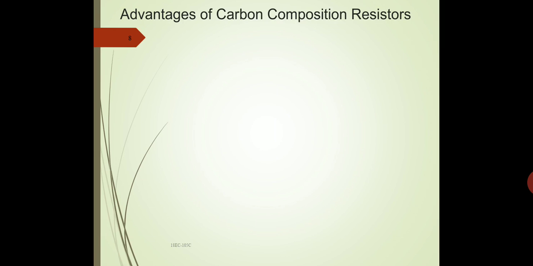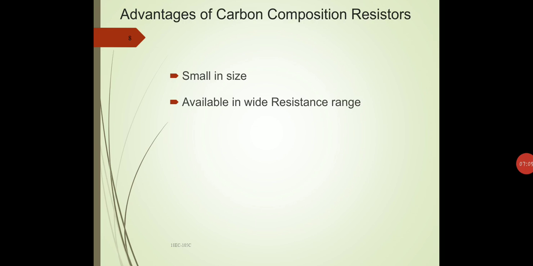Now let us look into the advantages of the carbon composition resistors. They are small in size. As we have seen, they are available in wide resistance ranges, up to a few mega ohms, from ohms to mega ohms. They are very cheap. They have good RF performance.